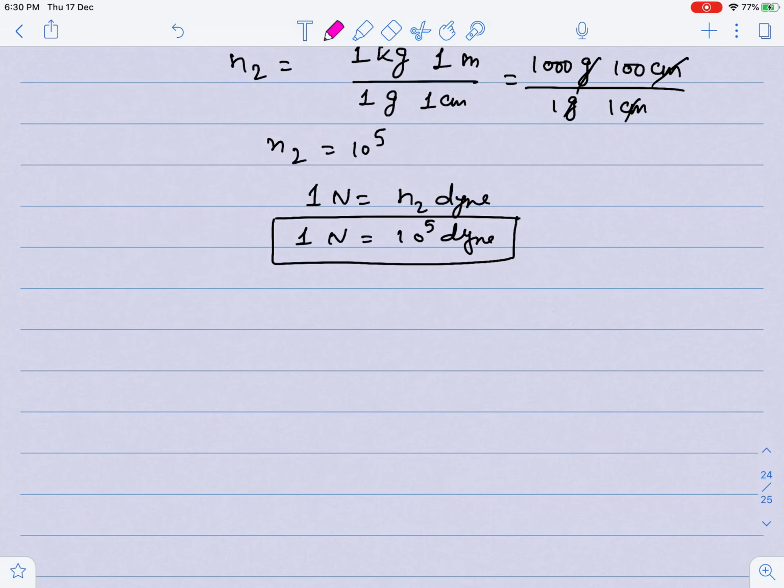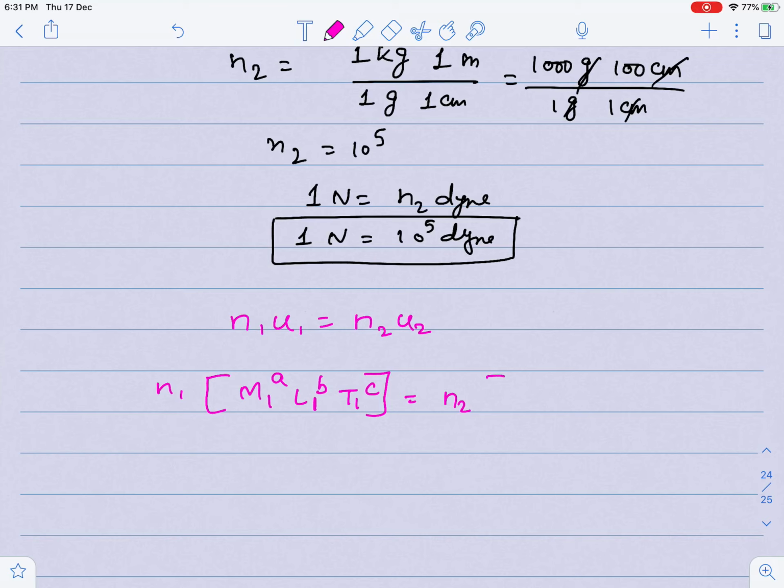As you all know that n1 u1 is equal to n2 u2. So I will not touch this n1, as it is. This I can write as mass. Suppose, guys, if I have to express it in terms of mass, length and time, I am taking 3 fundamental quantities here. So I can write M1 to the power a, L1 to the power b, it may be anything, a, b, 1, 2, 3, 4, and T1 to the power c, is equal to n2. I can write M2 to the power a, L2 to the power b, and T2 to the power c.